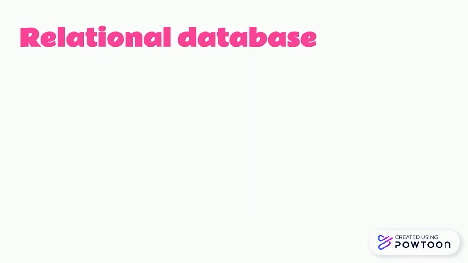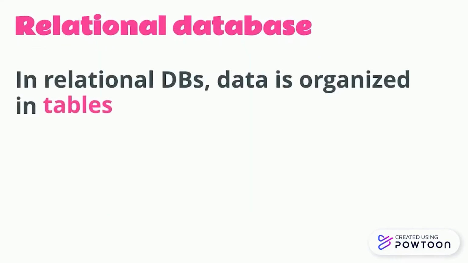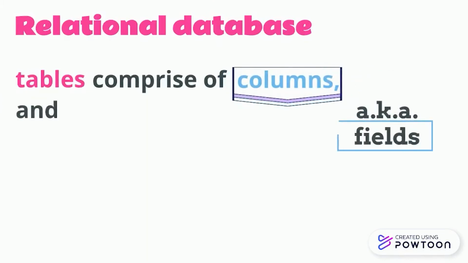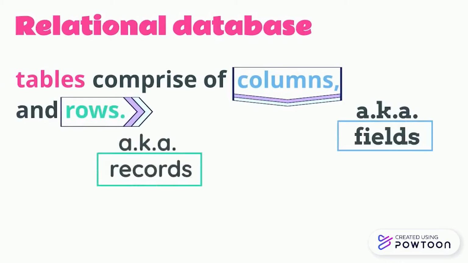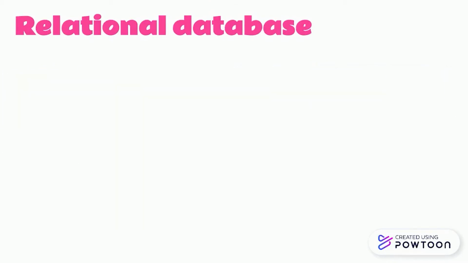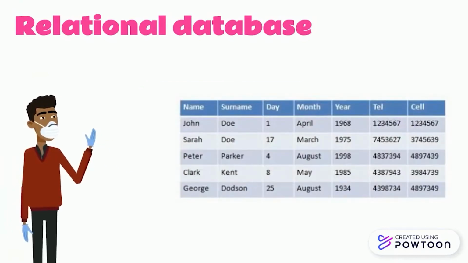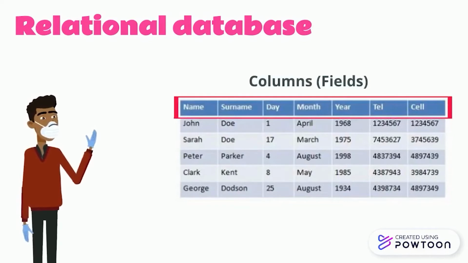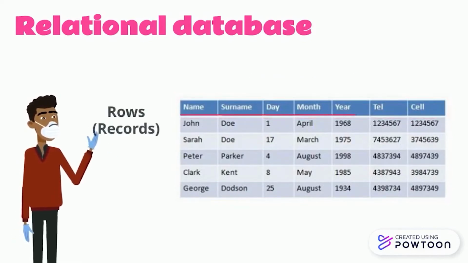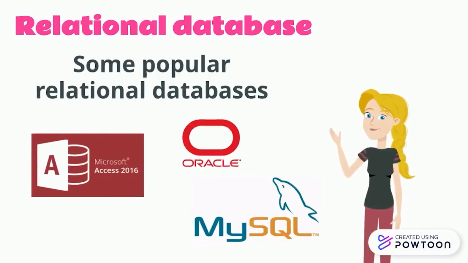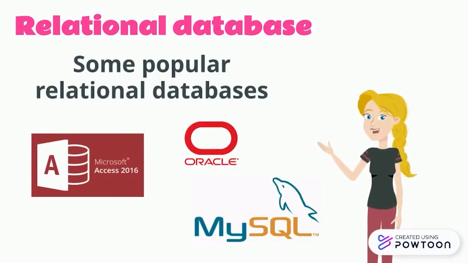In relational databases, data is organized in tables, comprised of columns, also known as fields, and rows, also known as records. Here is a sample table. Columns or fields. The rows are the records. Some popular relational databases include MySQL, Microsoft Access, and Oracle.